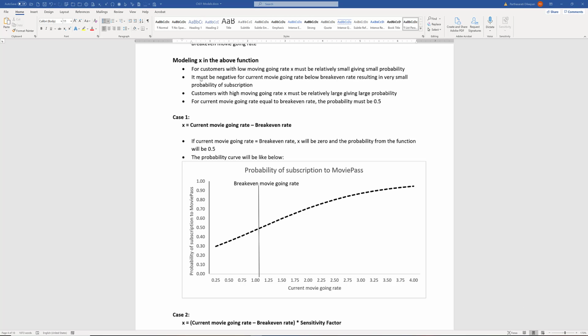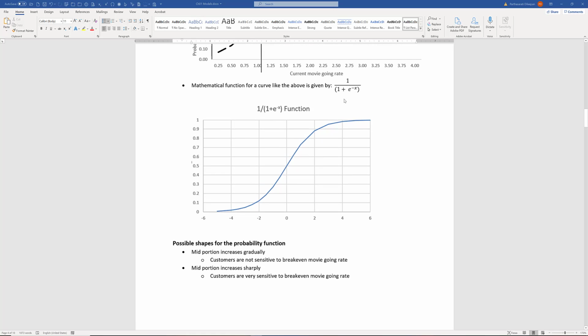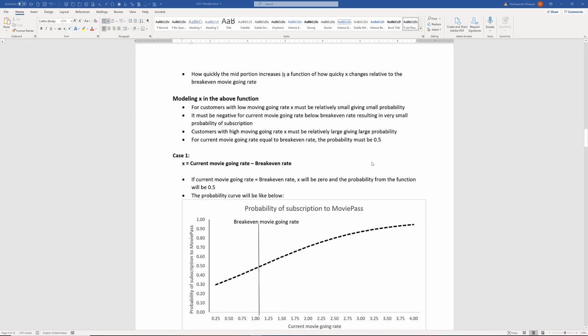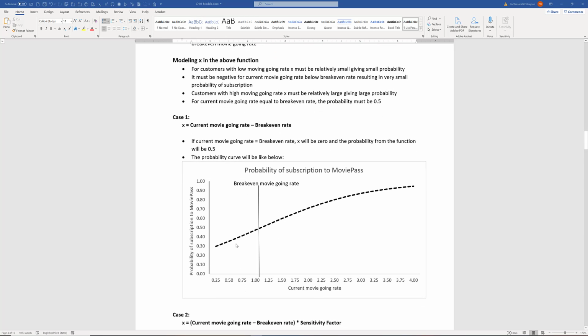Okay, now how are we going to model x? So we are talking about this function and we are trying to model x, and we know that x is at least, we need to start with current movie going rate minus the break-even rate. And if that's what x is going to be without any modification, this is what the probability function is going to look like.